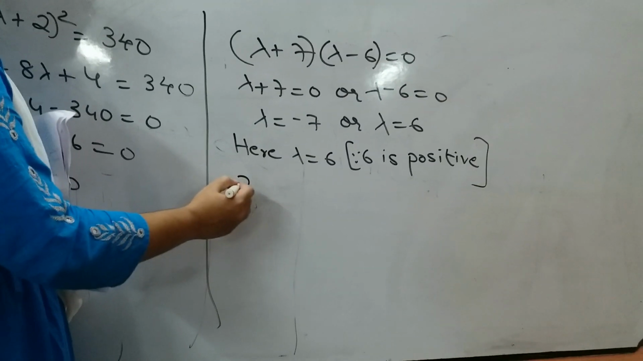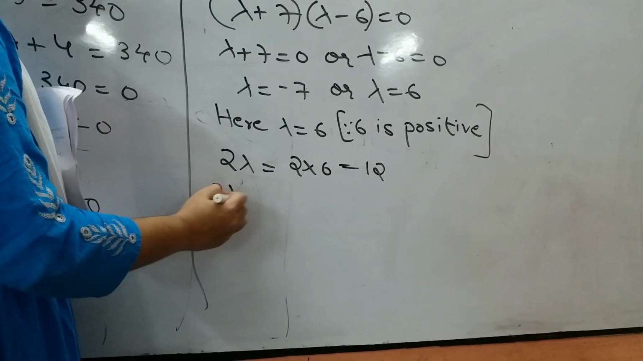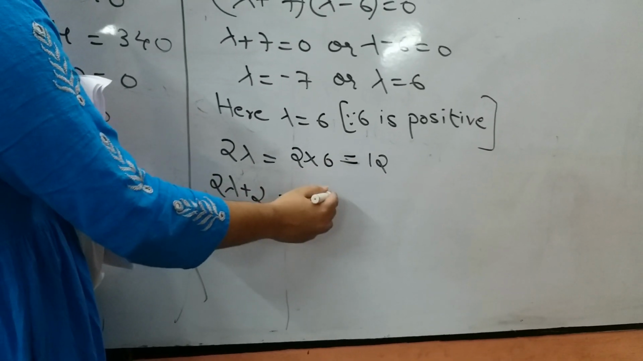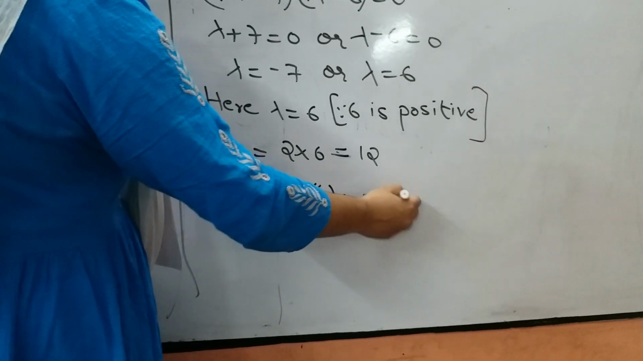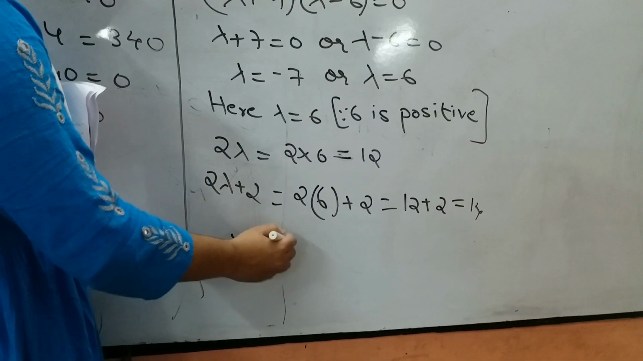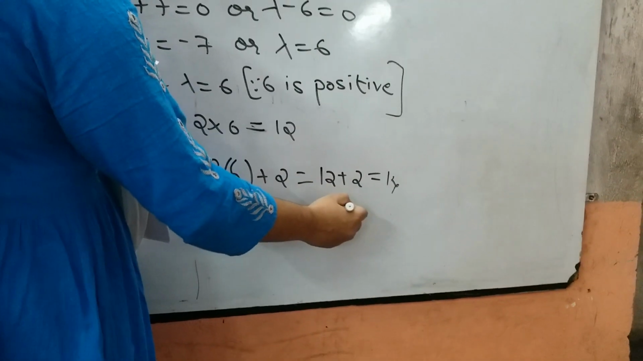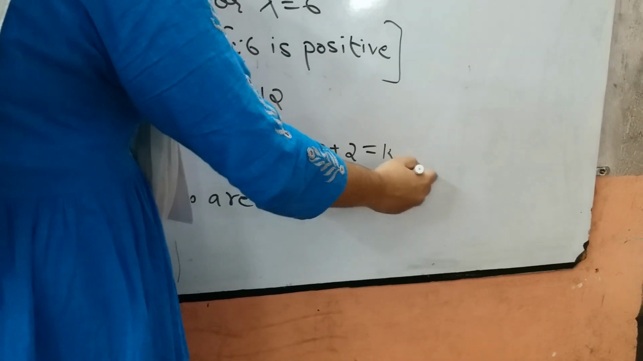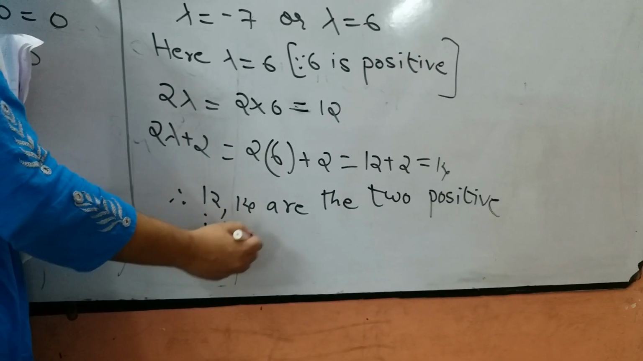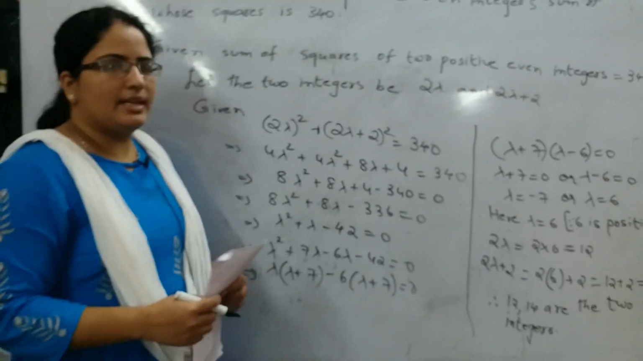Now if lambda is 6, what is 2 lambda? 2 lambda is equal to 2 into 6, that is 12. 2 lambda plus 2 is 2 into 6 plus 2, that is 12 plus 2, that is 14. So therefore 12 and 14 are the two positive integers. I hope you understood the question, children. Let us discuss the next question.